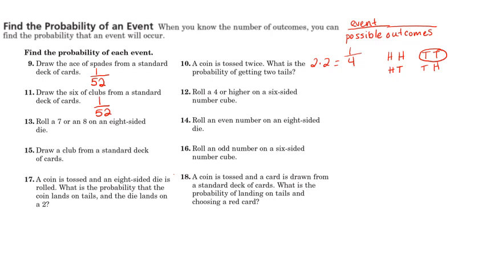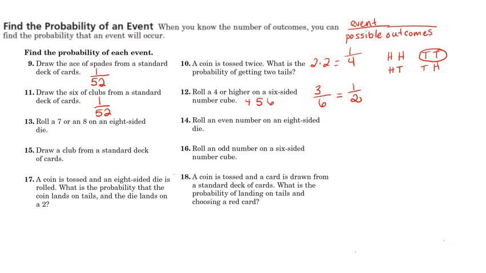Number 12. Roll a 4 or higher on a 6-sided number cube. So there's 6 possible outcomes. The number of events that can happen: you can roll a 4, because that's 4 or higher, roll a 5, because that's 4 or higher, or roll a 6. All of those numbers are 4 or higher. So that's 3 events. When I look at this fraction, it can be reduced. I can divide those both by 3, and I get 1/2. So I have a 1 out of 2 chance when I roll a 6-sided cube to get a 4 or higher.